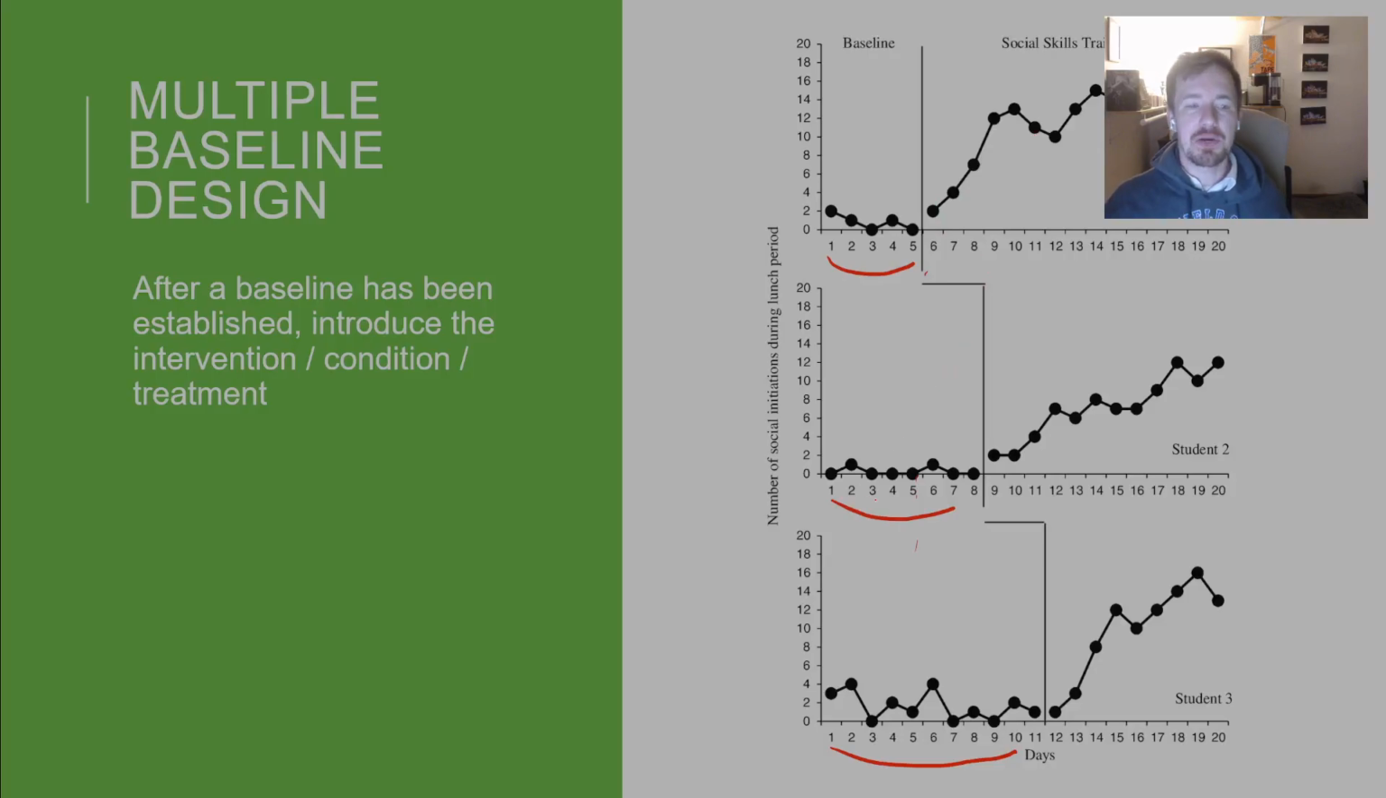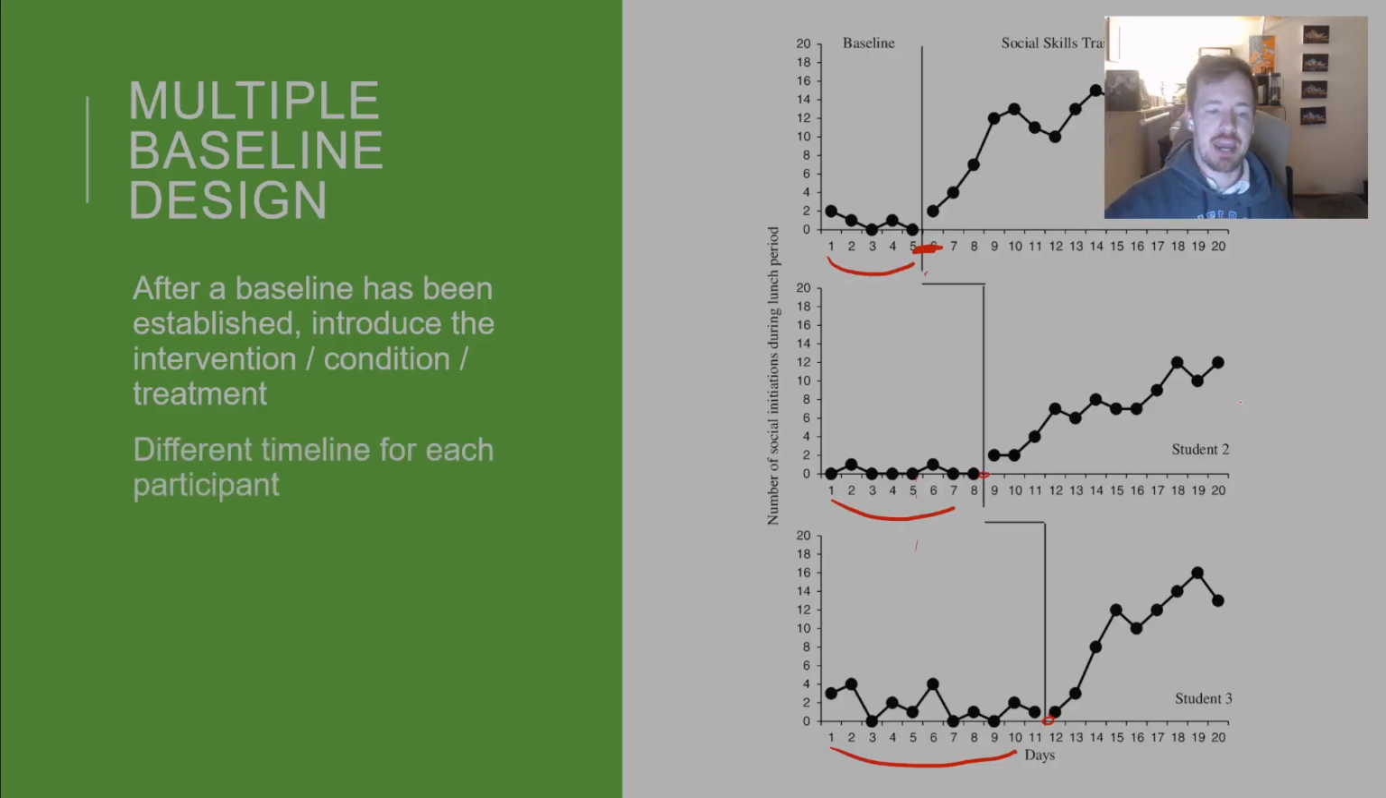So by staggering this out and by having multiple baselines, we can say, okay, it's not just that after 5 sessions they get really better in their social skills, because we had this individual go 8 days without it, and we had this individual go 11 days without it. And it wasn't until we introduced that social skills training that their behavior started improving.